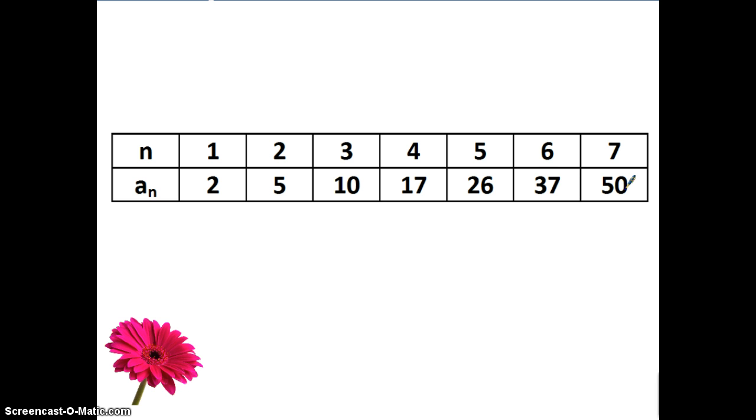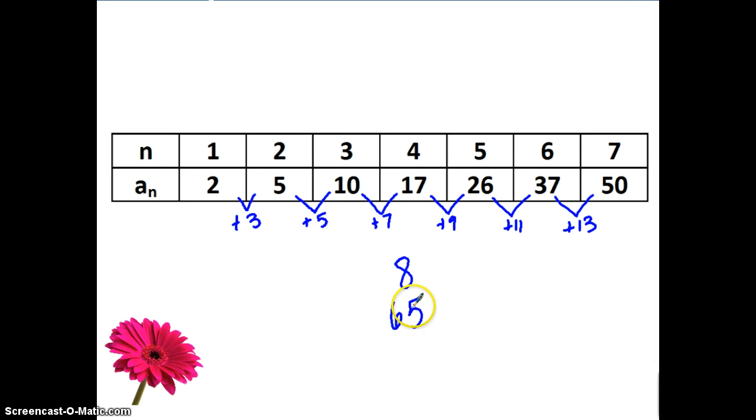So if you look at these numbers, hopefully you can see what the pattern is. From 2 to 5, we have added 3. From 5 to 10, we have added 5. From 10 to 17, we have added 7. Then we add 9, 11, and 13. So if I ask you for the next term in the sequence, or the next 5 terms, now that you recognize the pattern, you should be able to do that. If we wanted an 8th term in the sequence, we would add 15 to the 50, so the 8th term would be 65.